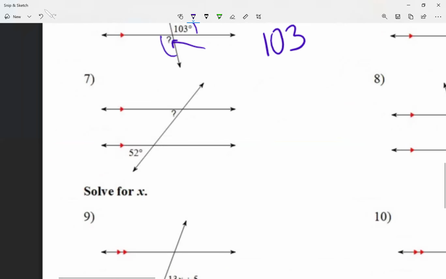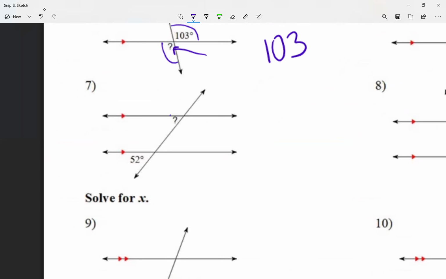Looking at question number 7, these two angles happen to be corresponding. Remember how I said the corresponding angles are equal to each other? If one of them is 52, then I'm going to say the other one is also 52 degrees. Corresponding angles are equal to each other. Vertical angles are also equal to each other. Adjacent angles, you add them up and equal 180.